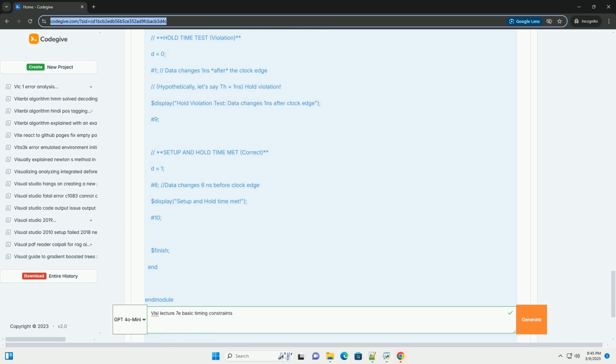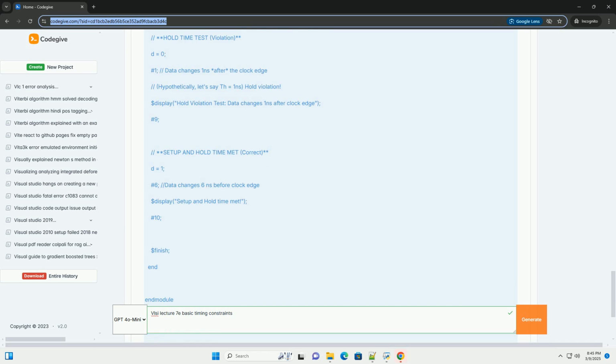Violation: If the data changes too close to the active clock edge, i.e., if the setup time requirement is not met, the flip-flop may enter a metastable state. Metastability means the output of the flip-flop doesn't immediately resolve to a clean logic 0 or logic 1. It might hover at an intermediate voltage level for an indeterminate amount of time before eventually settling. This can cause unpredictable behavior in downstream logic.